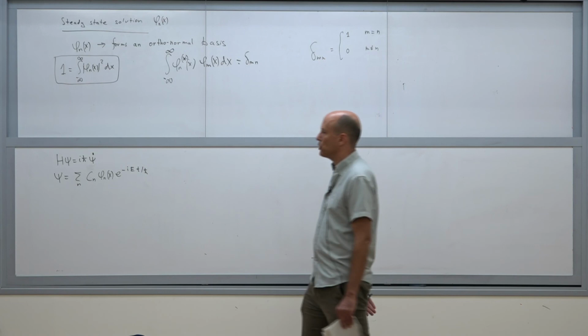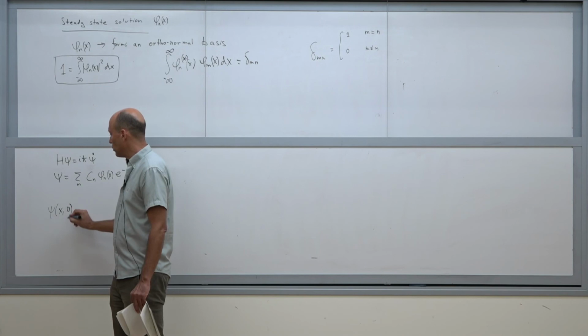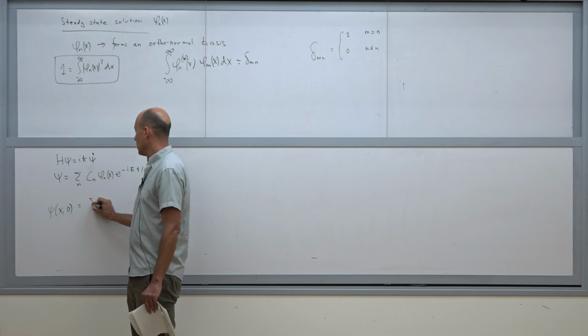What do I know here? I can look at ψ(x) at time t0. This is the initial condition. What is this? This is the sum over c_n φ_n(x), the sum over all the n's. For example, in the box, it's n equals 1 to infinity.